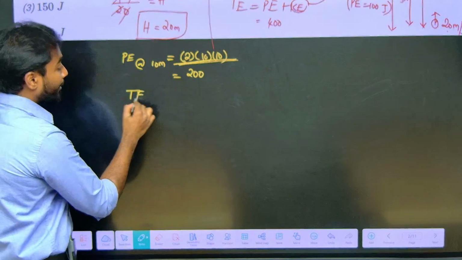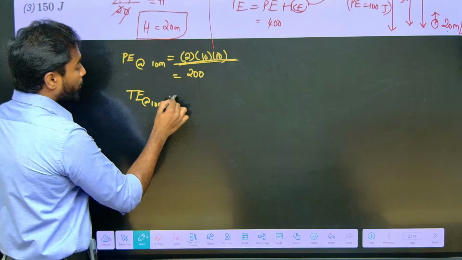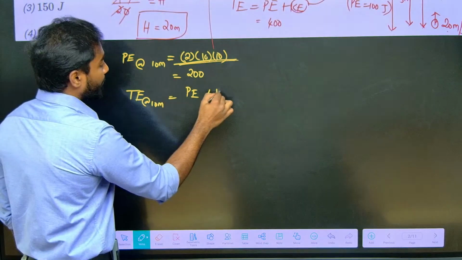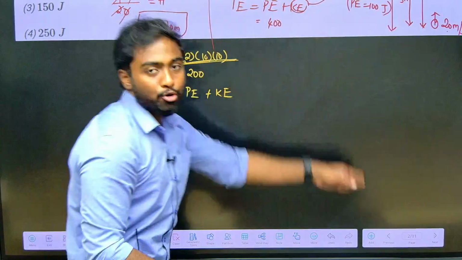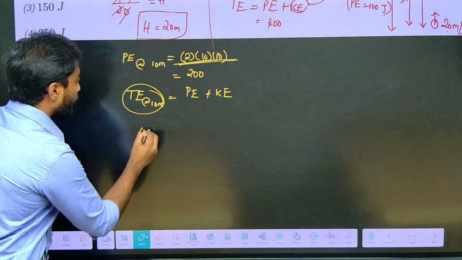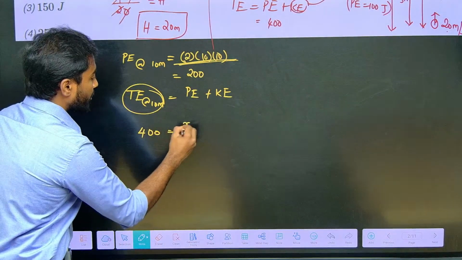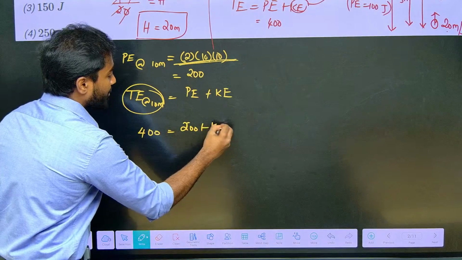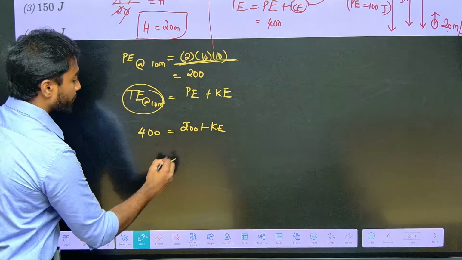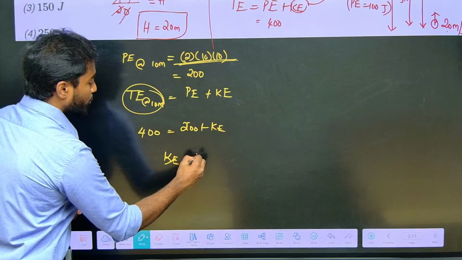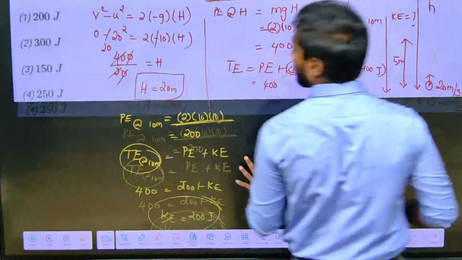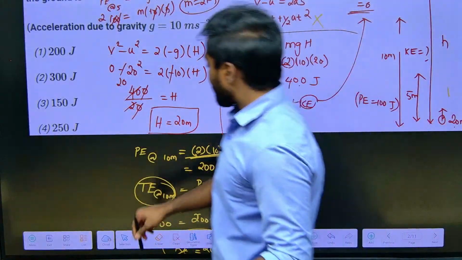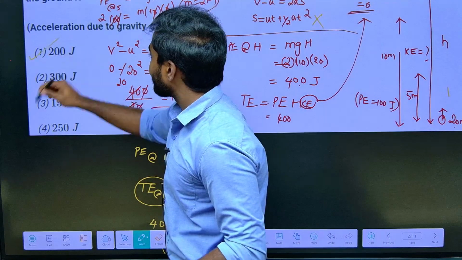So total energy at 10 meter will be equal to potential energy at 10 meter plus kinetic energy at 10 meter. Total energy will be same throughout the motion, right? So it is 400 will be equal to potential energy is 200, kinetic energy I don't know, I need to find the kinetic energy. So kinetic energy will be equal to 200 joules. That's my answer. Which is the correct option here? So option 1 is the correct answer.